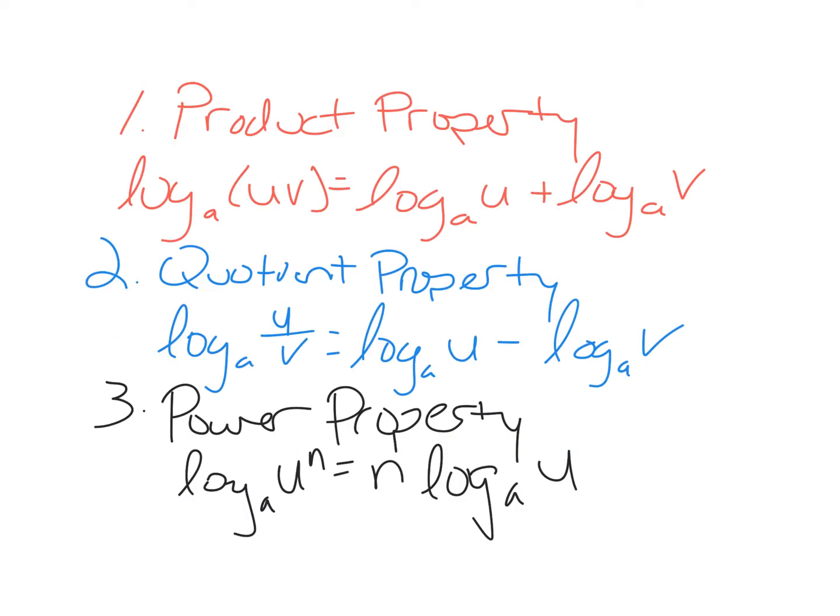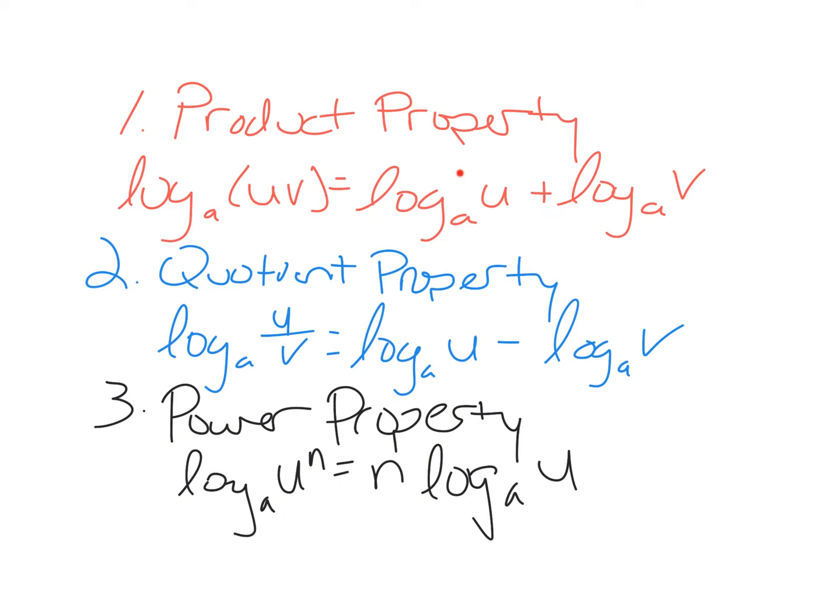Here are the three properties of logarithms. We have product, quotient, and power. All three of these properties can also be used for the natural logarithm. Okay, so it's the same exact rule for ln, nothing different.